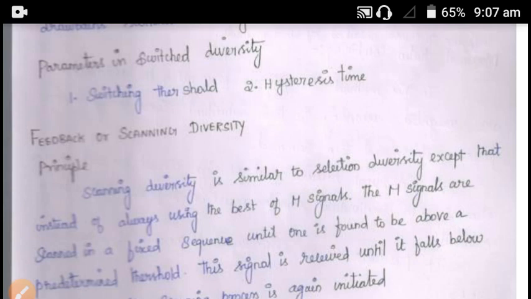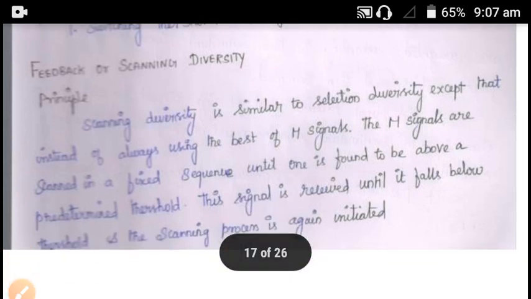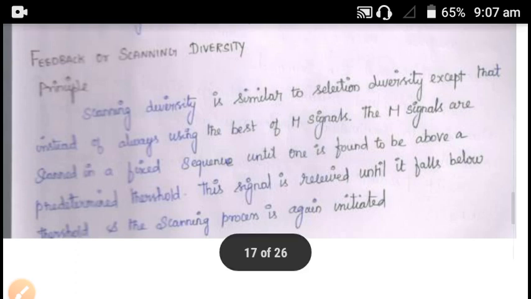The M number of signals will be scanned continuously until one is found to be above a particular threshold value. This signal is received until it falls below the threshold, and the scanning process is again initiated. So that signal will be taken.